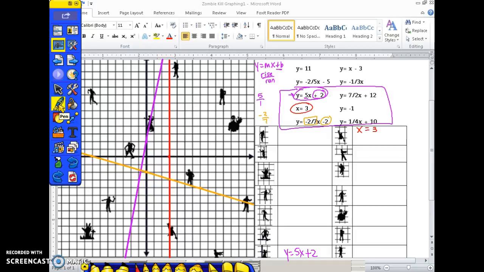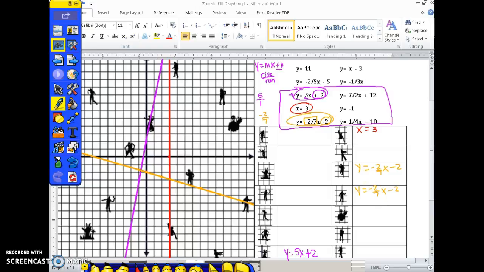And when I look at this orange line, it did touch these 2 zombies. So again, we're going to write our equation y equals -2/7x minus 2, where we see these zombies that are being touched. Sometimes it's a little difficult to see. Oh, that was the first one that I did. So it should be these 2. Alright.